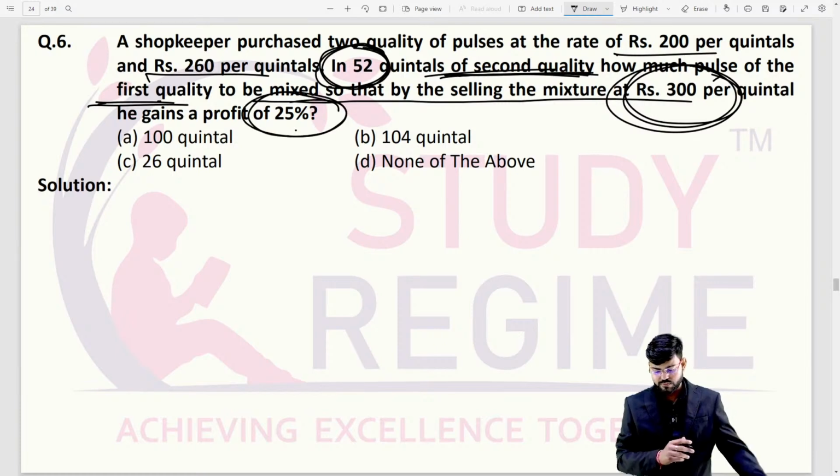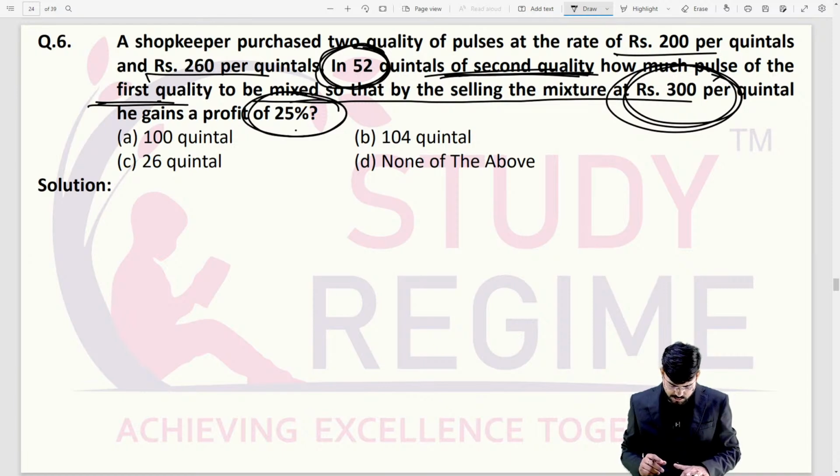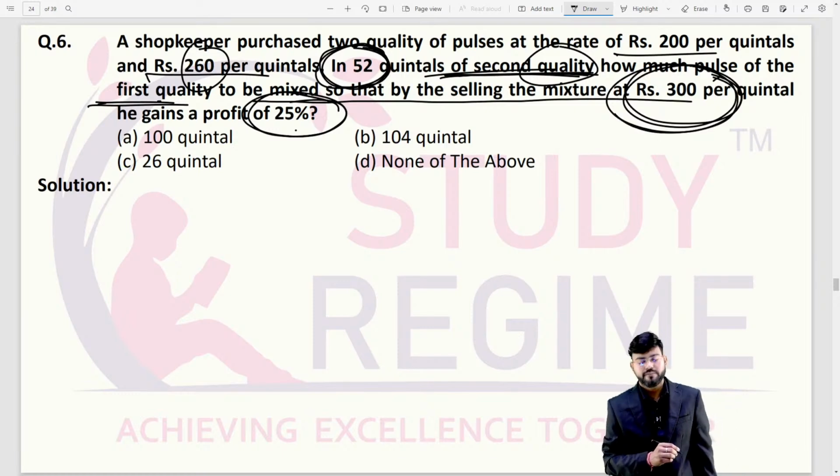Very important question. Very good question also. A shopkeeper purchased two qualities of pulses at a rate of 200 per quintal and 260 per quintal. In 52 quintals of the second quality, how many pulses of the first quality be mixed so that by selling the mixture at rupees 300, he gains a profit of 25%.